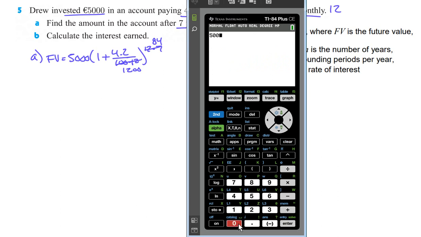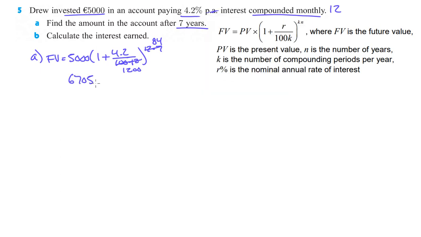So 5,000 times 1 plus 4.2 divided by 1,200, all to the 84th power. And we get 6705.48 is what the future value will be. So that's how much they've got in the account after 7 years.